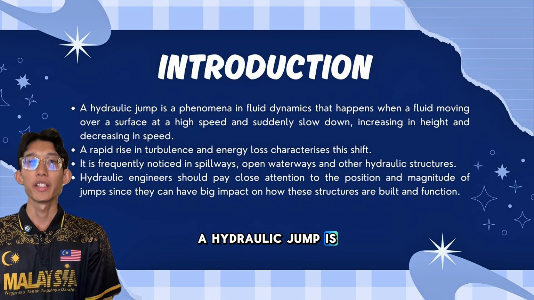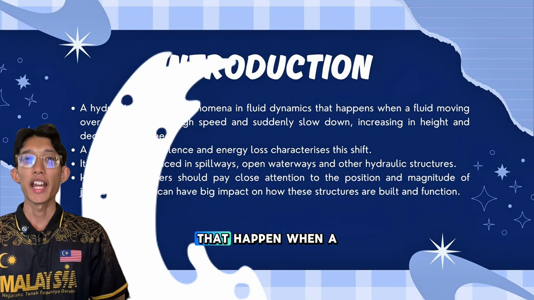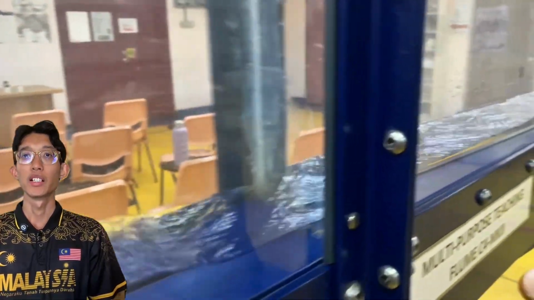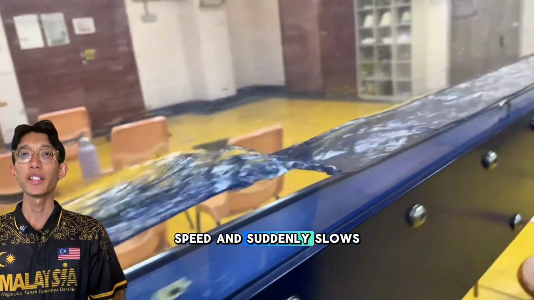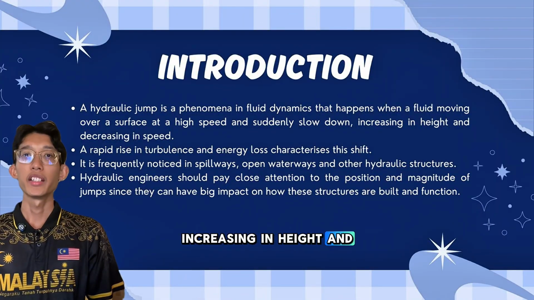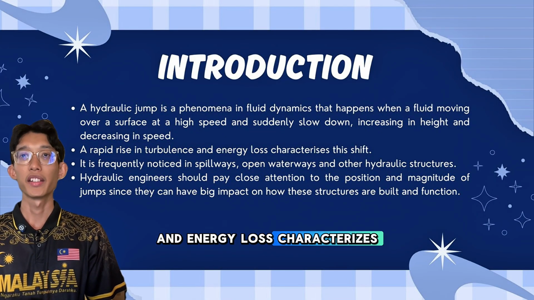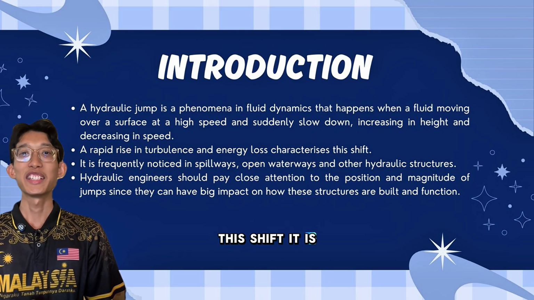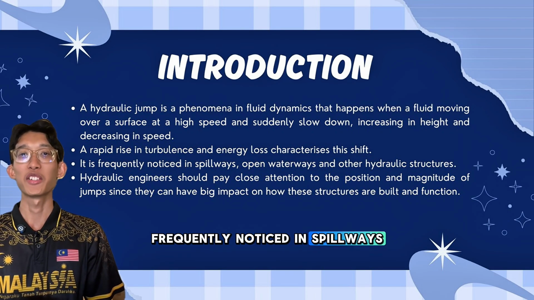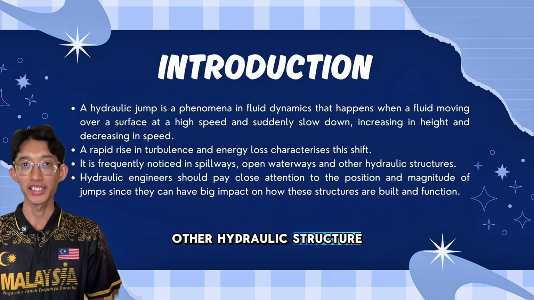A hydraulic jump is a phenomenon in fluid dynamics that happens when a fluid moving over a surface at a high speed suddenly slows down, increasing in height and decreasing in speed. A rapid rise in turbulence and energy loss characterize this shift. It is frequently noticed in spillways, open water walls, and other hydraulic structures.